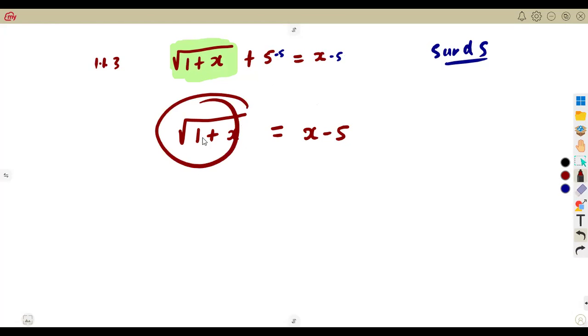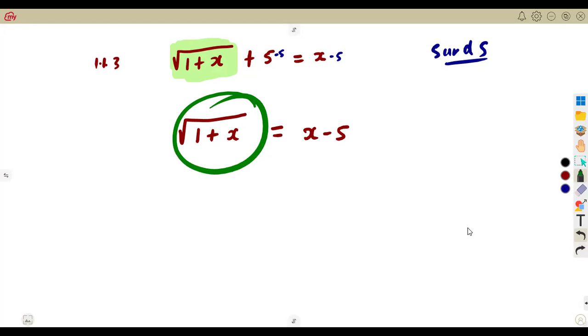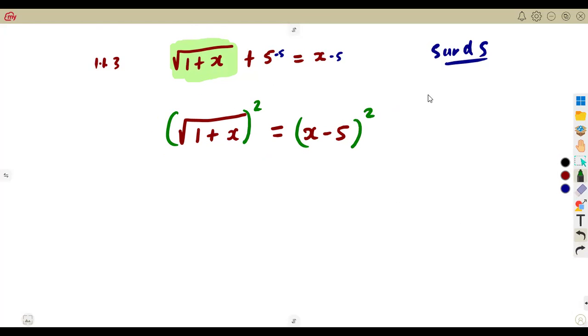Now that we have got a single surd on its own like this, we can get rid of that square root by squaring both sides. All right, so you square both sides.